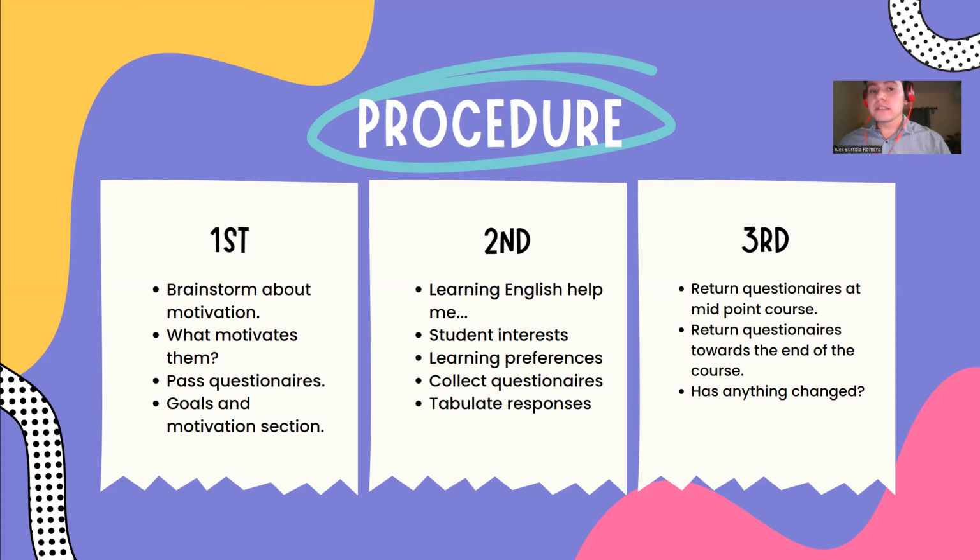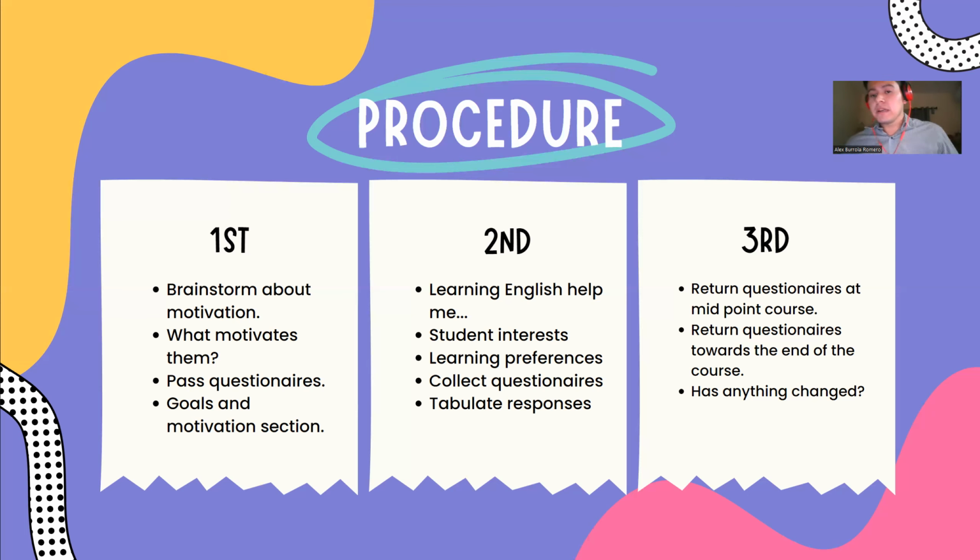The second part of this questionnaire is that students are going to write how learning English is going to help them and why. This question is going to be related to short-term goals, something that is going to happen in days. Students are going to write their interests and their learning preferences, and then the teacher is going to collect the questionnaires, create a table, and tabulate all the responses.